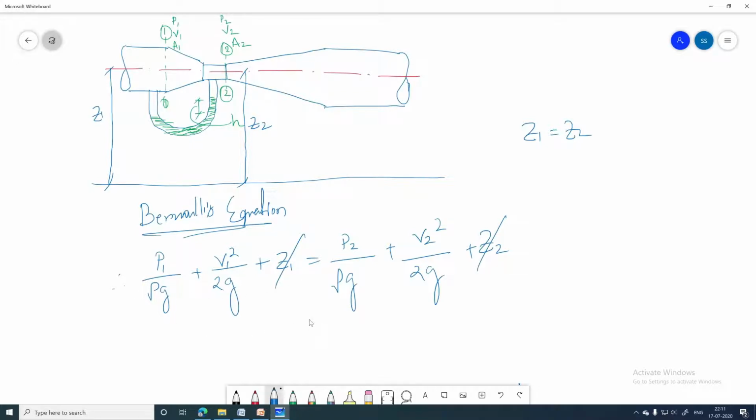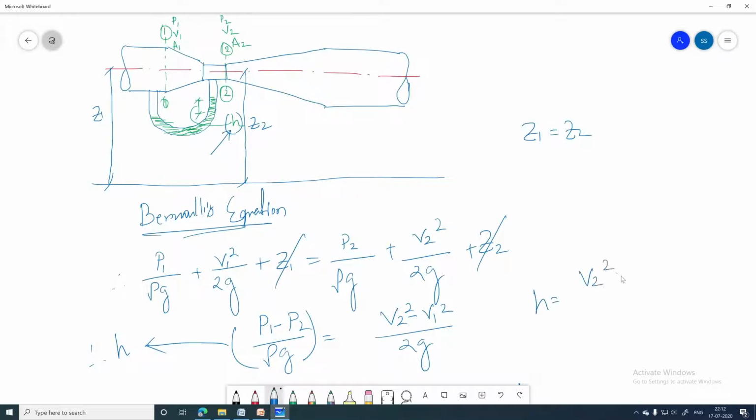Now we can write (P1 minus P2) by rho g equals (V2 square minus V1 square) by 2g, and this is nothing but the pressure head difference, which is denoted by, here I have considered capital H, so it will be small h. So we can write H equals (V2 square minus V1 square) by 2g.